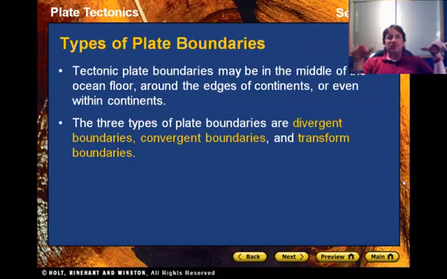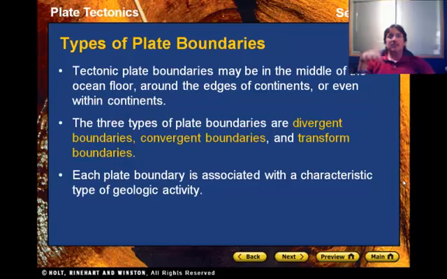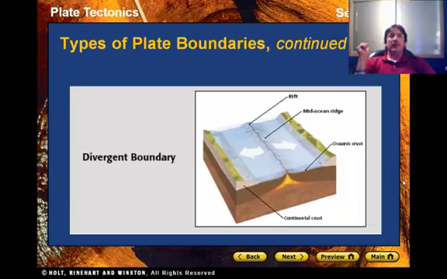There's three types of boundaries. The first is a divergent boundary, there's a convergent boundary, and a transform fault, or transform boundary. Now, we're going to make some hand motions with these. So as we go along, bear with me. Okay? Each plate, you get some type of geologic activity that goes with it, and we'll talk about that as we go along. But here's the divergent boundary.